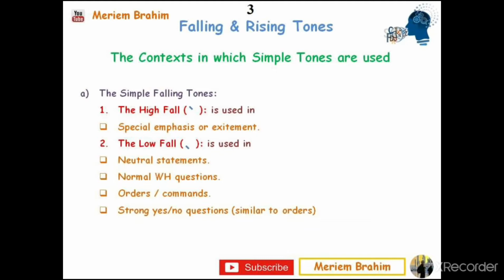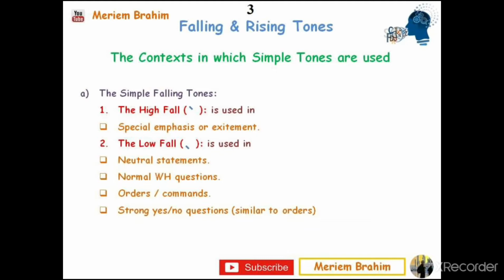Usually, it's not a fixed rule, but usually it is used when we have a special emphasis or excitement. However, the low fall, which is from mid to low level, is used in neutral statements. It means normal statements where we don't have any emphasis. It is also used in normal WH questions. We call them normal, ordinary.